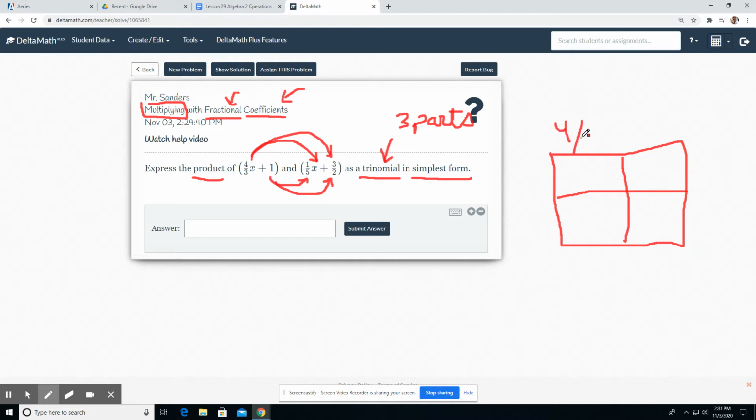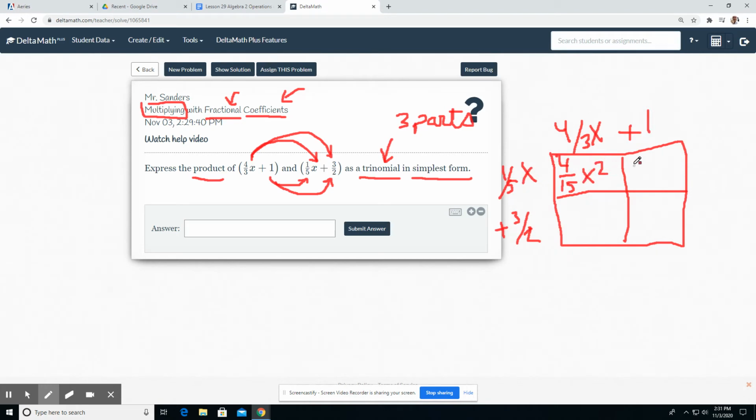So 4/3 x plus 1 and 1/5 x plus 3/2. Okay, so it's important to remember when we multiply fractions, we multiply straight across. So when I multiply 4/3 x times 1/5 x, that's going to be 4 times 1 is 4 on top, 3 times 5 is 15. x times x is x squared.